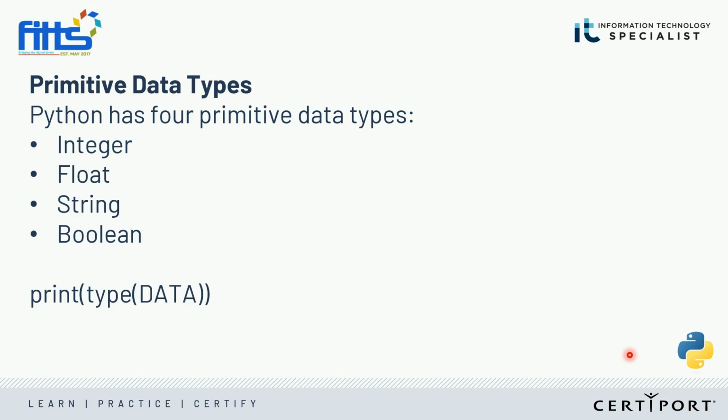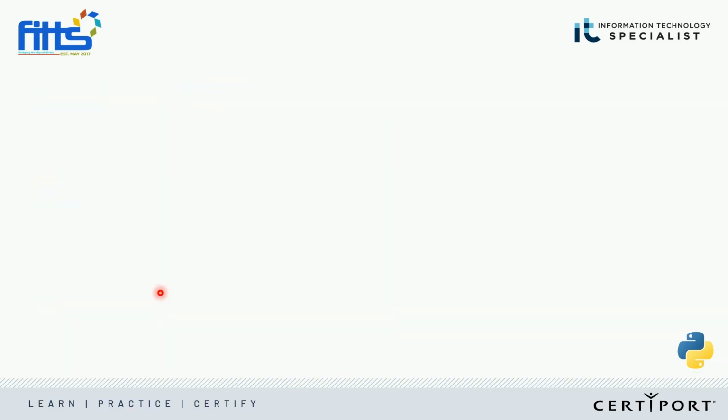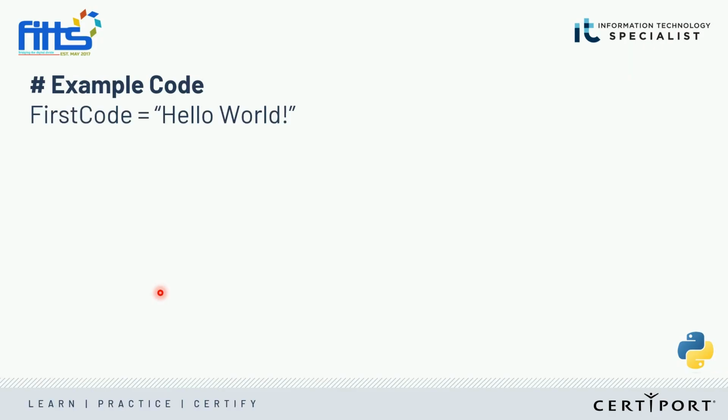So if you want to find out the data type a particular variable is being identified with, then you use the print, then you type, then you put the data in there in a parenthesis, then you get the output. Okay, so you see an example code here.